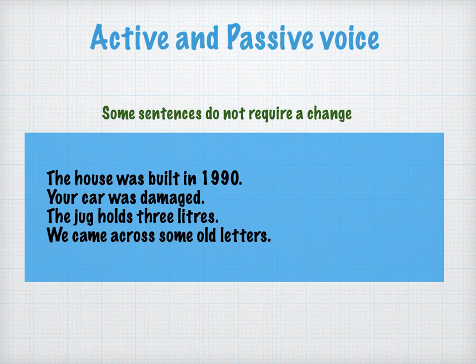Now with active and passive voice, sometimes some sentences do not require a change. For example, look at this sentence: the house was built in 1990. How can you transform the sentence into passive voice? It is not possible. Again, see, your car was damaged. It's again not really possible to convert it into a passive voice structure. The jug holds 3 liters. Now, maybe you can convert it as 3 liters are held by the jug.